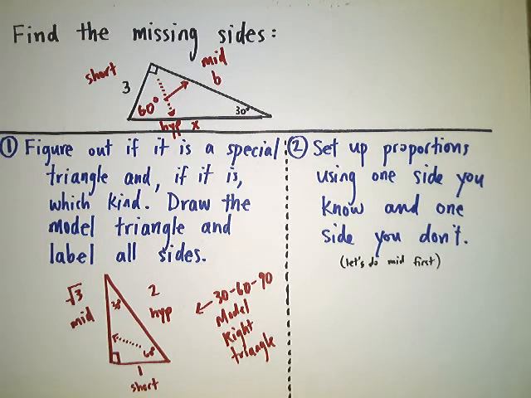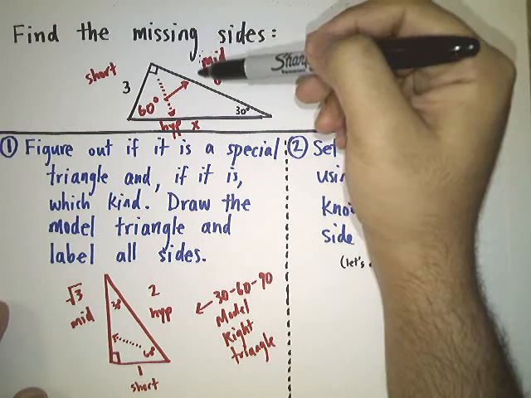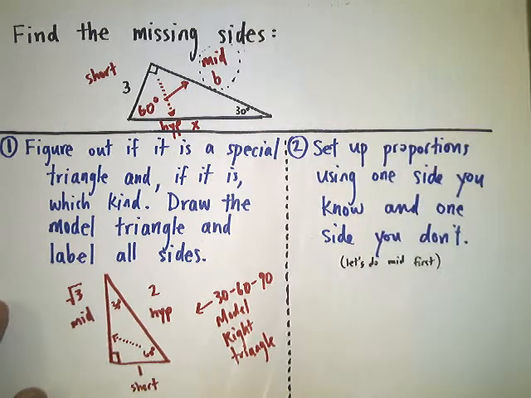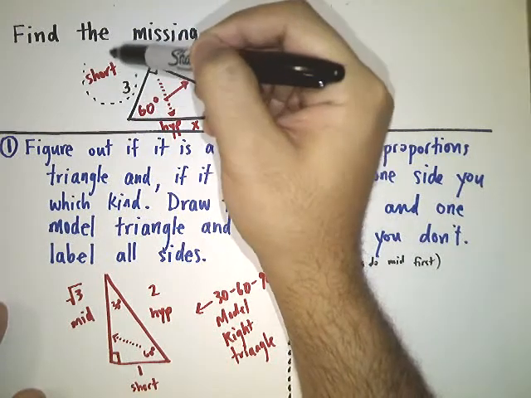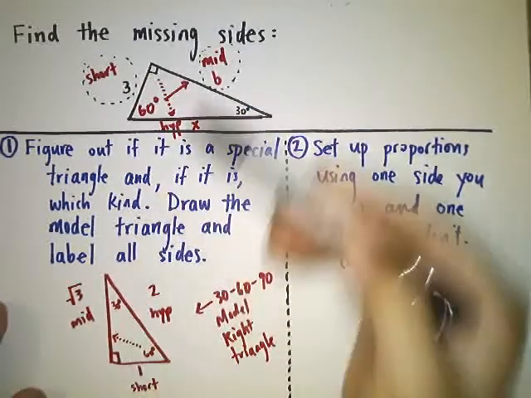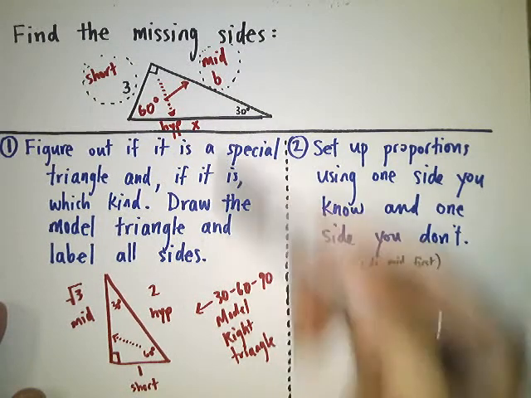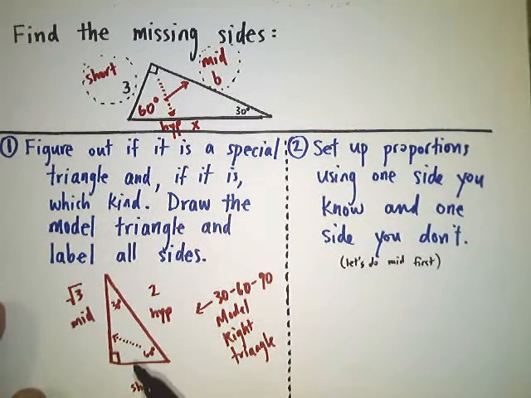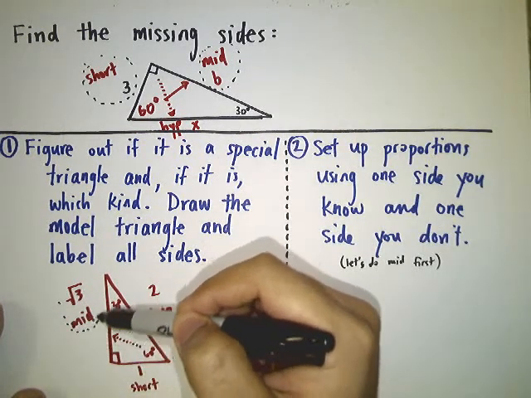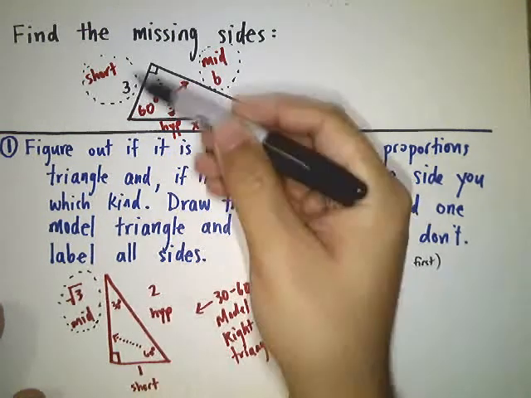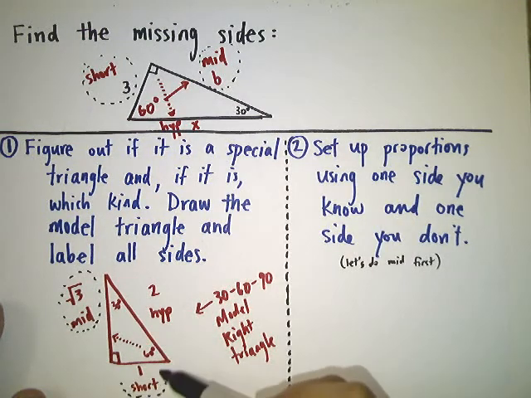So here's the idea. We want to find out, in this case, how big the middle side is. The side that we know is the short side. So we know the short side, and we want to figure out the mid side. That means let's go to our model triangle that we drew, and we'll circle those same sides. Look, our mid side, that's right here. And the short side, look, that's right here.